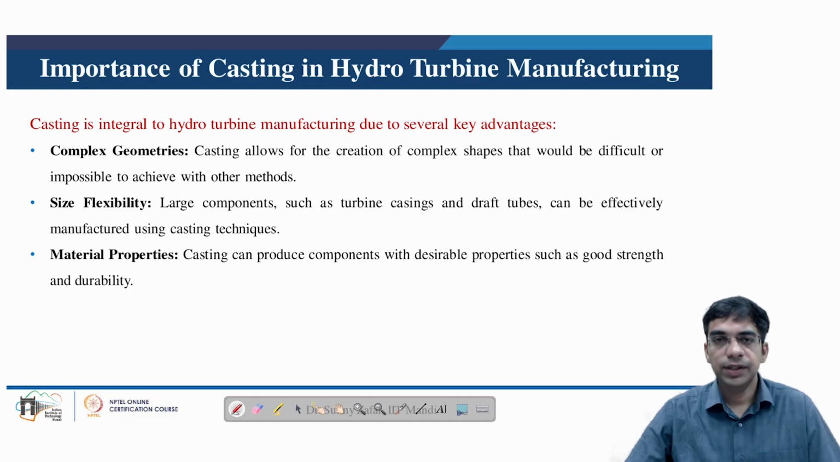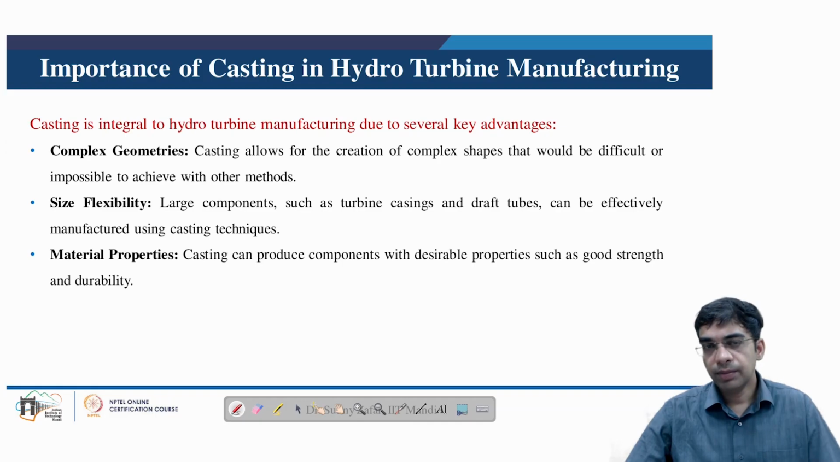The size flexibility is also there in casting processes, as in the case of hydroturbines the size of the components is very large. So such components are economically manufactured using the casting process rather than any other process, and this is especially applicable towards turbine casings as well as draft tubes.